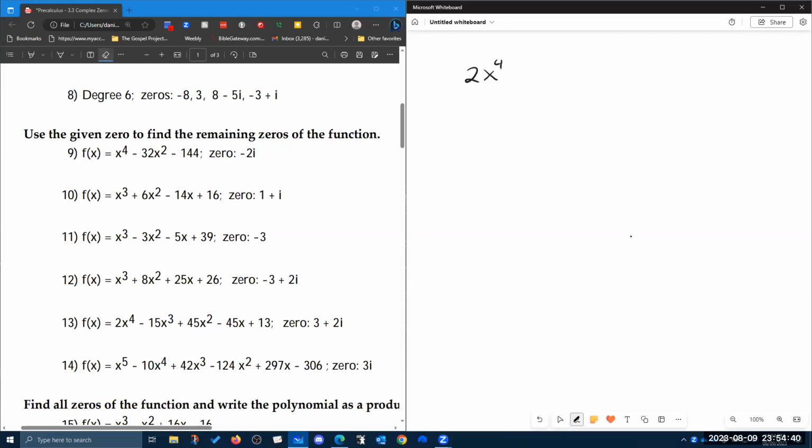Two x to the fourth minus 15x to the third plus 45x to the second minus 45x plus 13. There's a given 0 of x equals 3 plus 2i, which means that there's another one of 3 minus 2i.